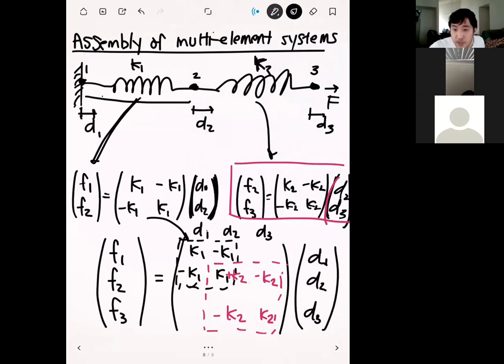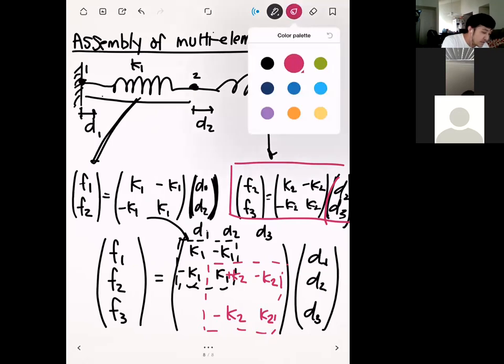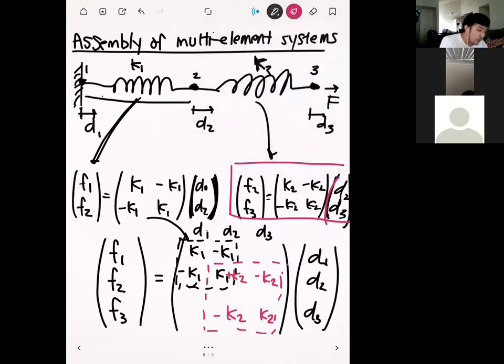The question is, if D2 is to the right, wouldn't the element stiffness matrix change for K2? So you're saying if we swapped node 2 and node 3? I'm not quite sure what you're asking. Ah, okay. You're saying that in the previous example we had the left node going to the left and the right node going to the right, so we had D3 minus D2.